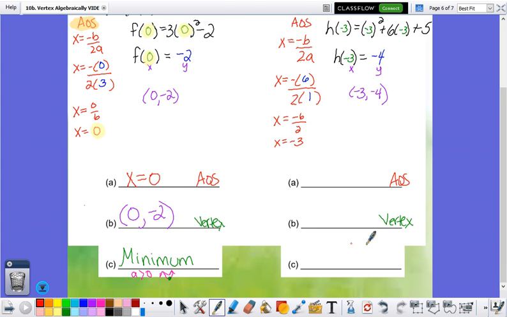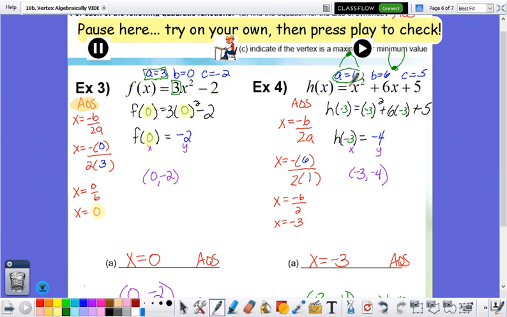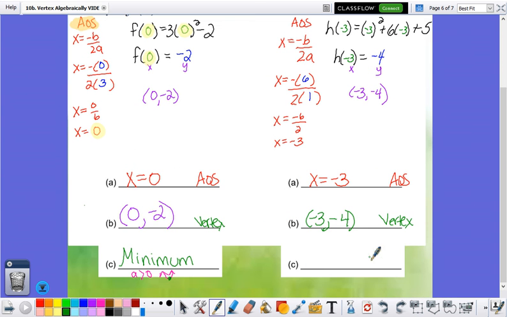Okay, next we have our axis of symmetry for the next problem was x equals -3. When we substitute to get our vertex, we find out -3 has a corresponding y value of -4. And then this time again, I have to check my a value. A is positive again, so I have a smile, which means it's at the bottom and it is a minimum value.